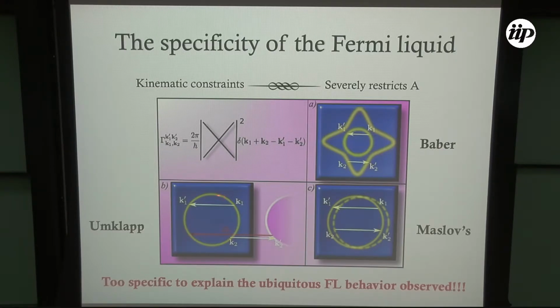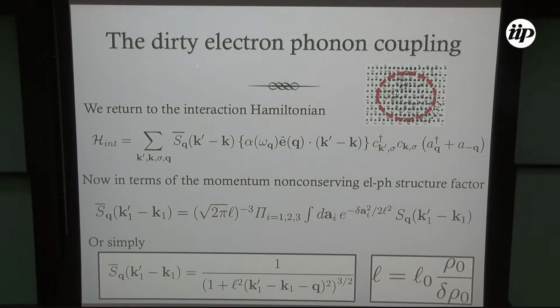If you have a single Fermi surface, the other possibility is that it's large enough that you can go to the next zone and come back by umklapp scattering. If it's small, you have to have it multi-valued. You have to have a multi-sheet Fermi surface. This is a recent work by Dmitry Maslov. So either you have multiple Fermi surfaces or large ones or multi-valued ones, but the Fermi liquid behavior is observed in a plethora of systems with different types of Fermi surface, all sorts of topologies and sizes and fillings. And this is too specific to explain the robust Fermi liquid behavior. Now I can go to the dirty electron-phonon coupling.